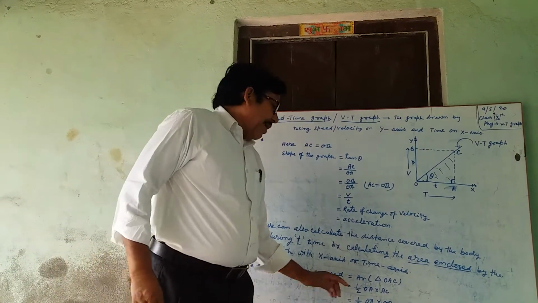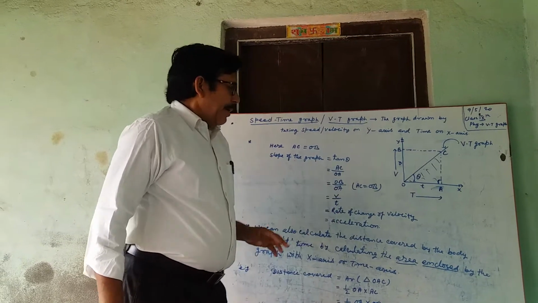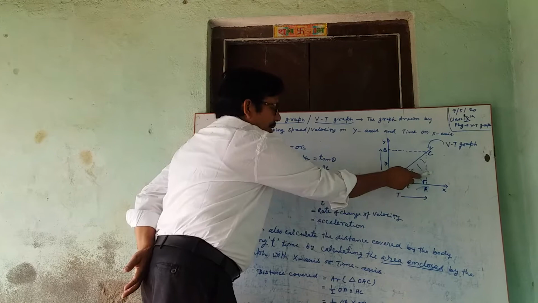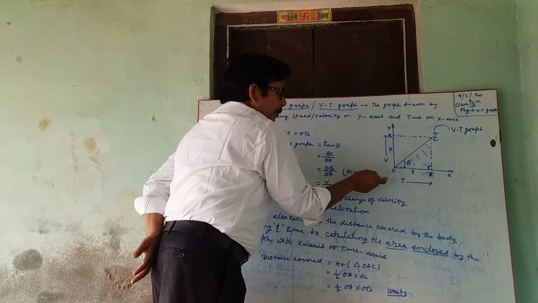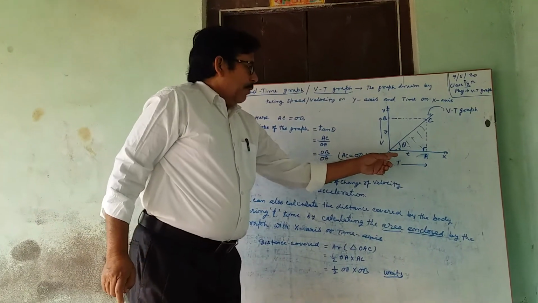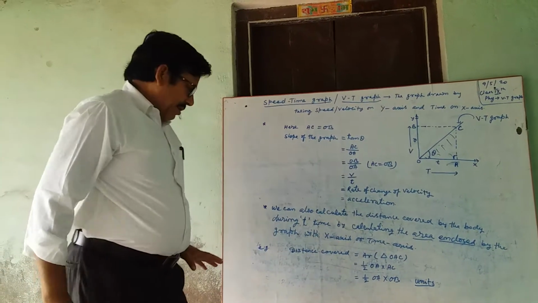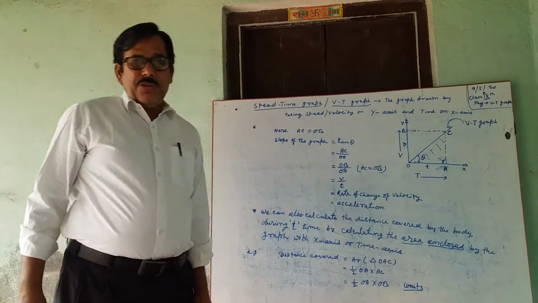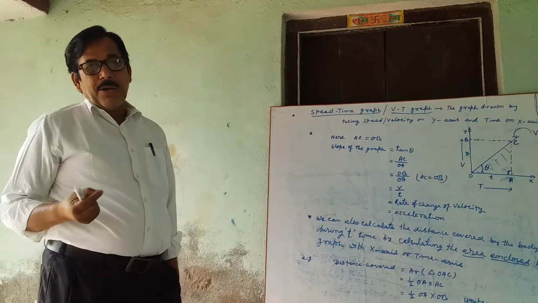Distance covered is equal to the area of the triangle, equal to half OA into AC, or AC equals OB. So half OA into OB, OA is T and OB is V, means half VT. This is the unit.